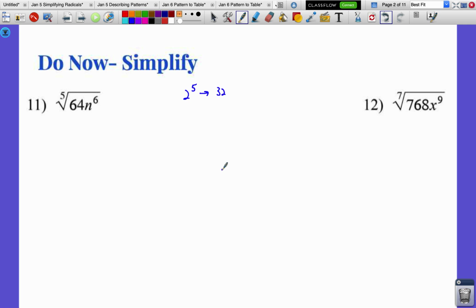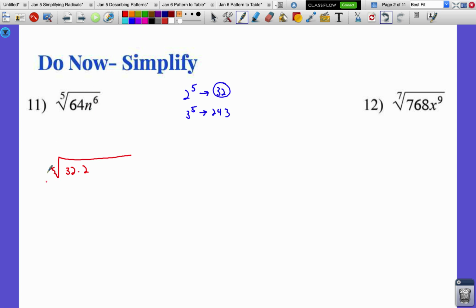We should probably just do 3 to the fifth just to double check. 3 to the fifth is 243. So this was the one that we were after. Let's split that 64 into a 32 times 2. Alright, now let's deal with the variable.